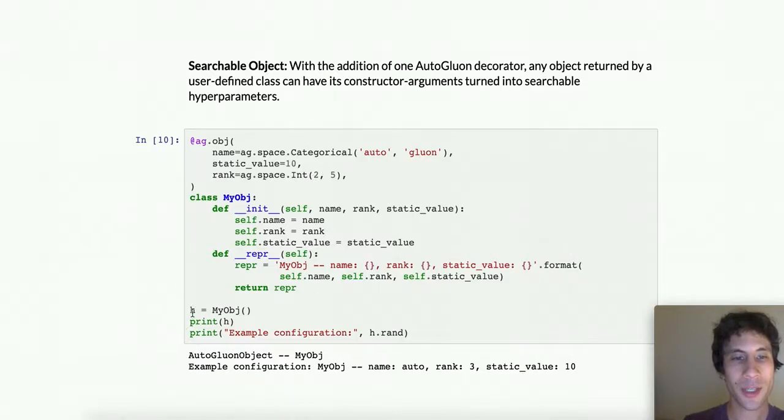Now when we instantiate myObject, we can print myObject and note that it's not actually a real object. It's just an AutoGluon object that has not yet been instantiated until we actually ask for a particular configuration of this object when we call rand. Now that we sample the random configuration of this object, we do get a Python object, and it has particular values for its constructor.